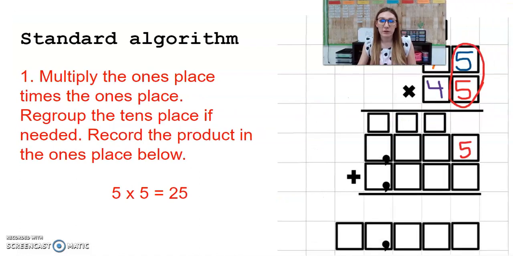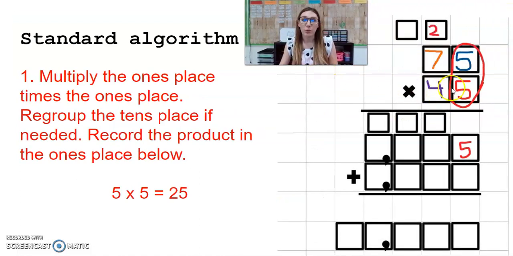So we're going to start off by multiplying our ones place by our ones place. So notice I have my 75 up top, my 45 on bottom. This is probably one of the few times where it really doesn't matter if the bigger number is on top or on bottom, but it's a great habit to get in, putting that larger number on top. So we're going to start by multiplying our ones place by our ones place. So 5 times 5 is 25. We're going to drop the 5, carry the 2 to that tens place.